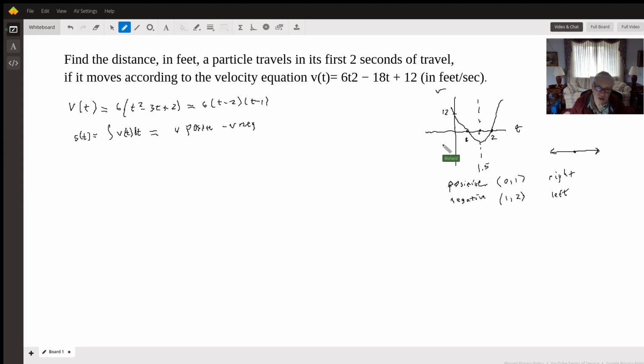So if we want the total distance traveled, it's going to have to be the distance when v is positive minus distance when v is negative. So this is going to be 6 times the integral of v of t dt from 0 to 1 minus the integral from 1 to 2 of v of t dt.